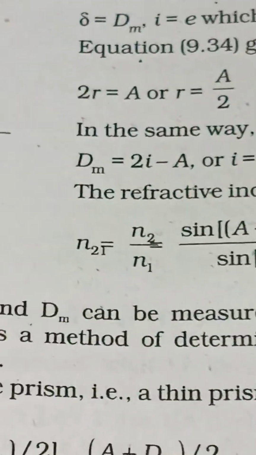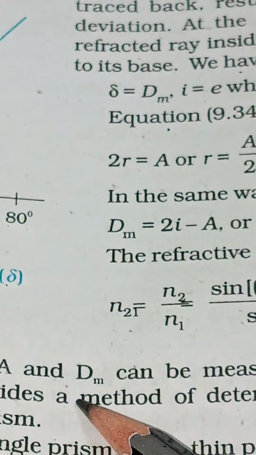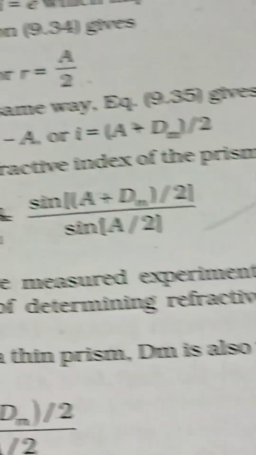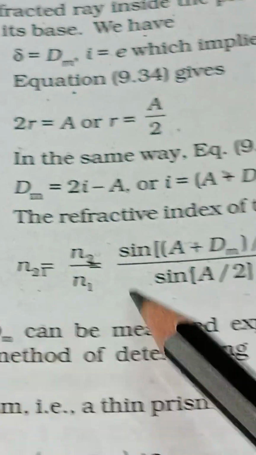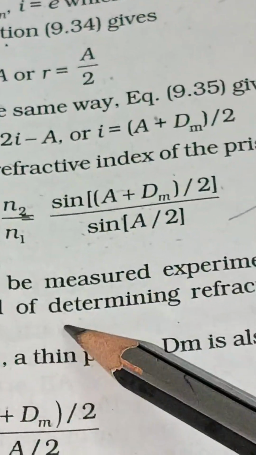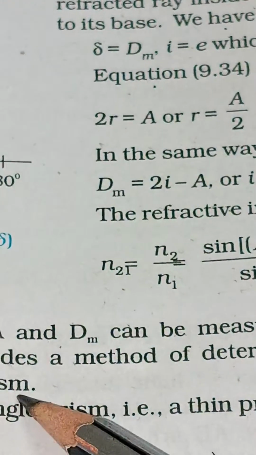Okay, this is also a formula. Now the next one is angle A and angle dm. Angle A and angle dm can be measured experimentally. Equation 9.38 in this equation provides a method of determining the refractive index of the material of the prism.